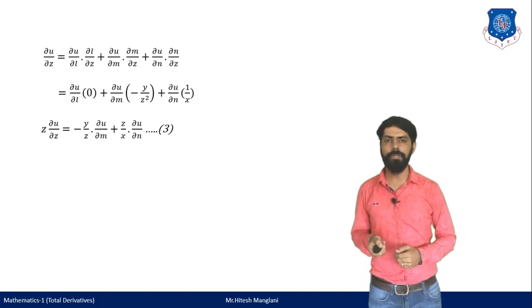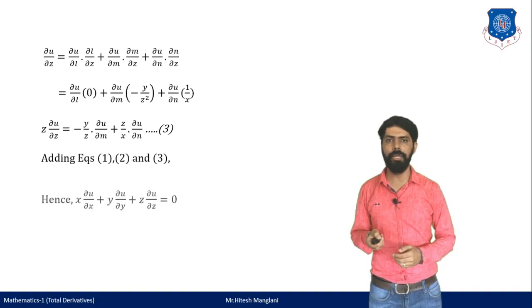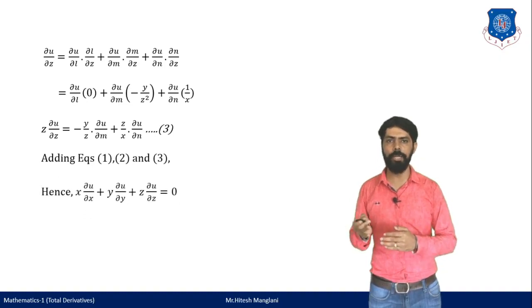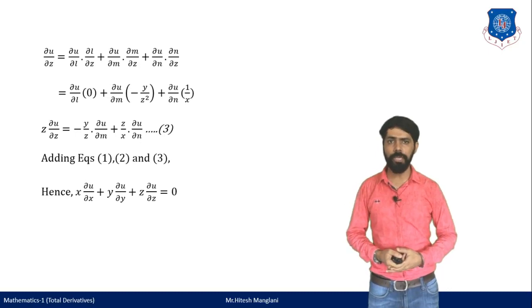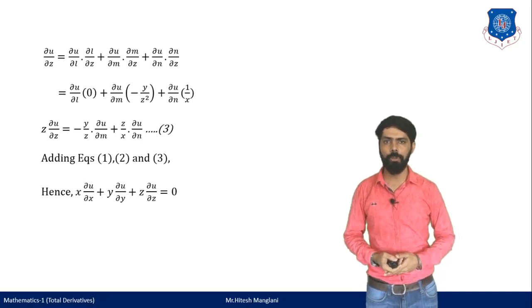Now we will add results 1, 2 and 3. Adding results 1, 2 and 3, we get x del u by del x plus y del u by del y plus z del u by del z is equal to 0. So in today's lecture, we have discussed total derivative and examples related to total derivative.